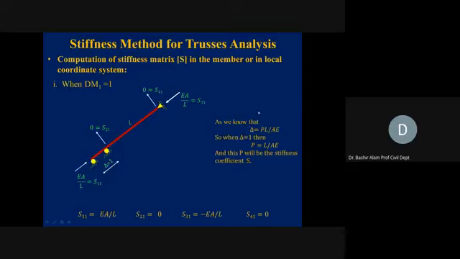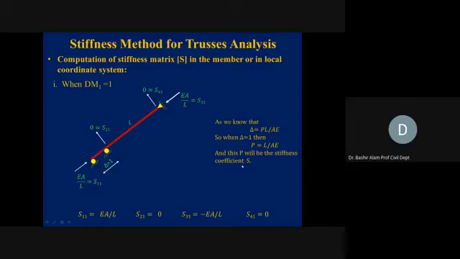It is a well-established equation: delta equals PL divided by AE. This is how displacement is related when an axial force is applied to an element. But now delta is equal to 1. So when we put this 1 and reorganize, the force required becomes equal to AE divided by L. And this P will be the stiffness coefficient. Why is this the stiffness coefficient? Because this is the force required to produce this unit displacement.